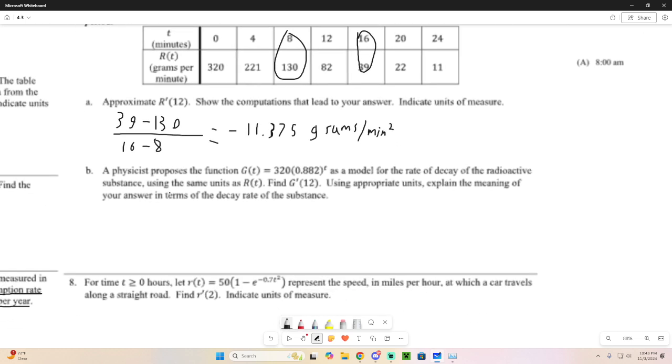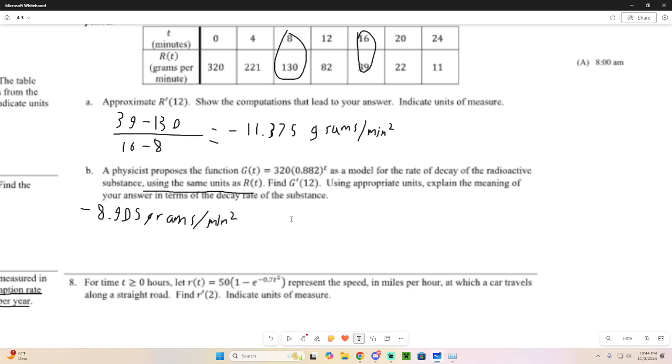But yes, a physicist proposes this new function for a model, we need to find g prime of 12. So we can just do that on our calculator. Just take the derivative of this and plug in 12 on our calculator. You should get about negative 8.905 grams per minute. And remember, it's squared because we're using the same units as r of t, so we're just copying that down. So grams per minute squared.